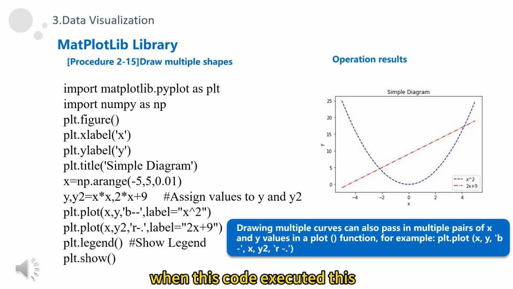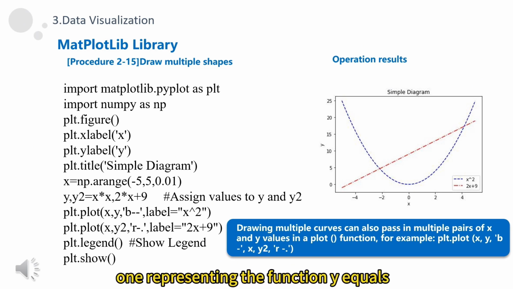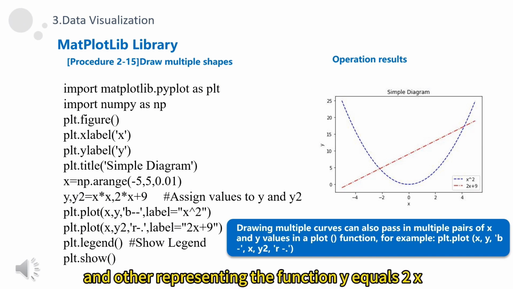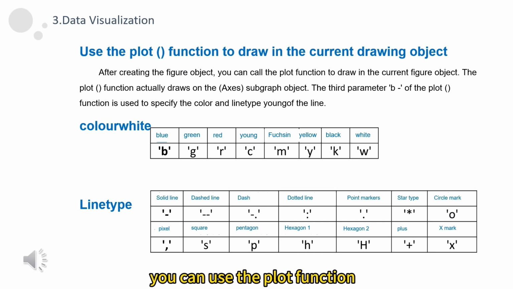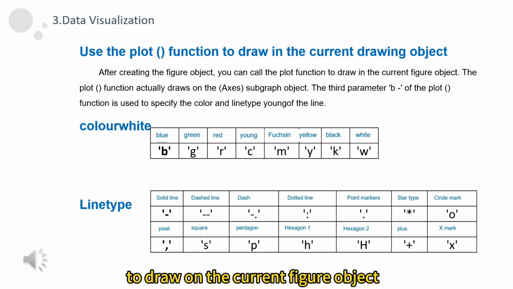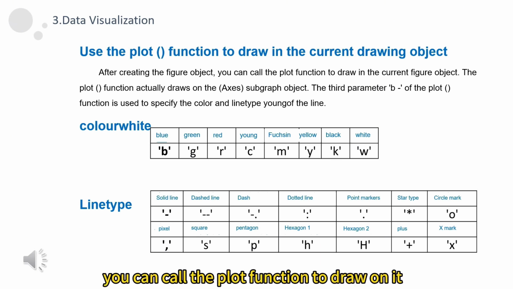When this code is executed, it will create a simple diagram with two plot lines. One representing the function y equals x times 2, and the other representing the function y equals 2x plus 9. The plot will also include a legend indicating the labels for each line. You can use the plot function to draw on the current figure object. Once you have created the figure object, you can call the plot function to draw on it.